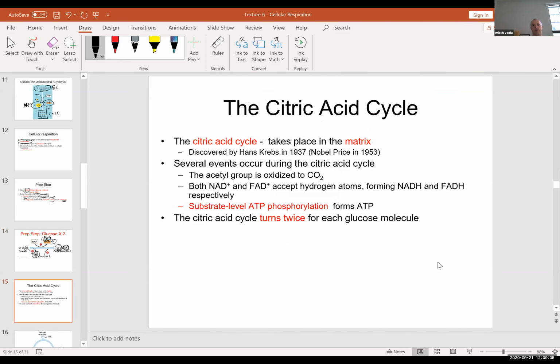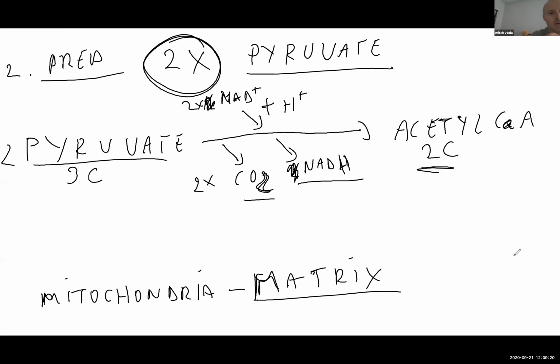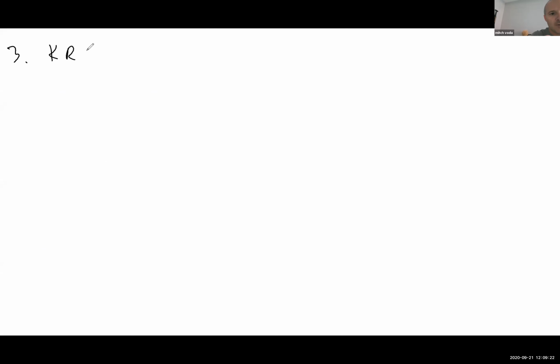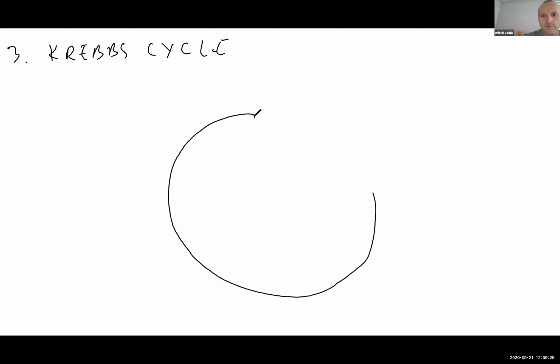Now, the next step is the citric acid cycle. Now, what the heck happens in the citric acid cycle? Let's go back. Third step, Krebs cycle or citric acid cycle. What happens right here? It's a cycle. Cycle means that it recycles a certain component. You don't really need to remember that component, but I want you to remember what the final products are.